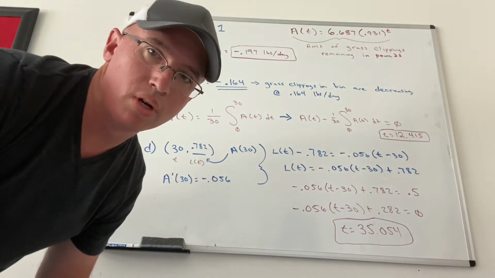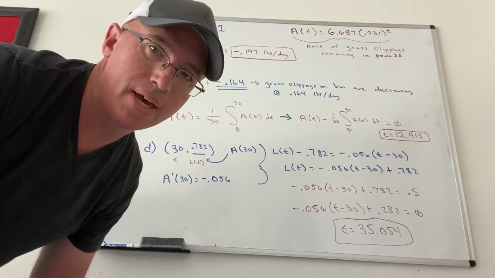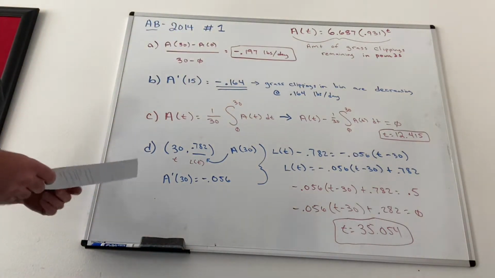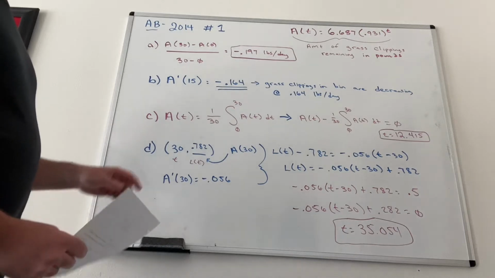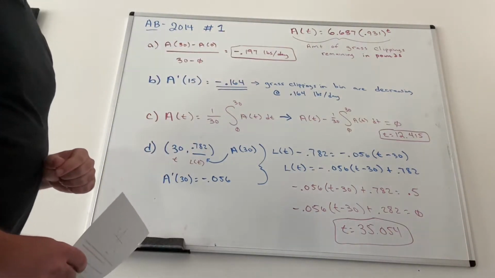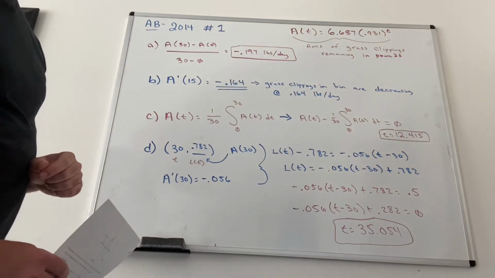This is question number 1 from the 2014 AB exam. In this question, we have grass clippings that have been placed in a bin, and A of T gives us the amount of grass clippings remaining in pounds.